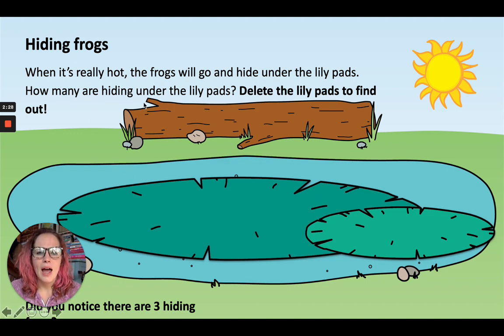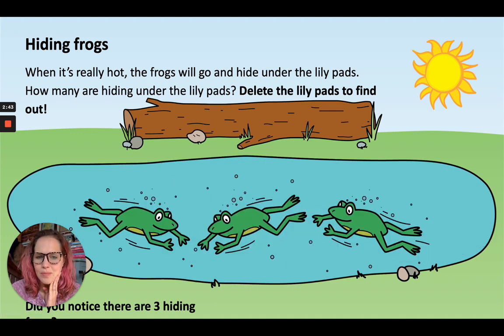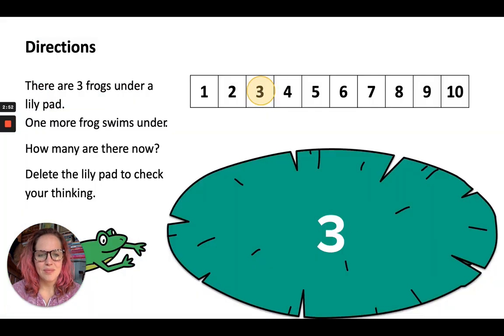All right. How many are hiding under the lily pads? How many frogs were there on the log before? 1, 2, 3. Do you think there might be 3 under the lily pads? Let's find out. How many are under the lily pad? 1, 2, 3. Good. All right. There are 3 frogs under a lily pad.